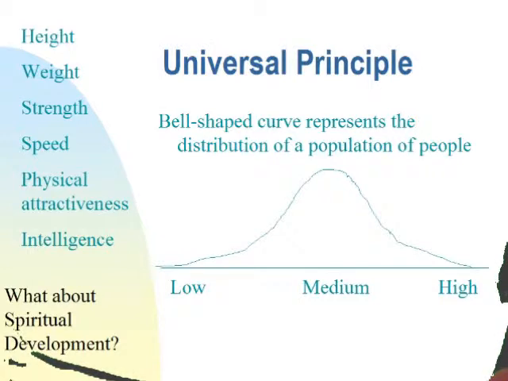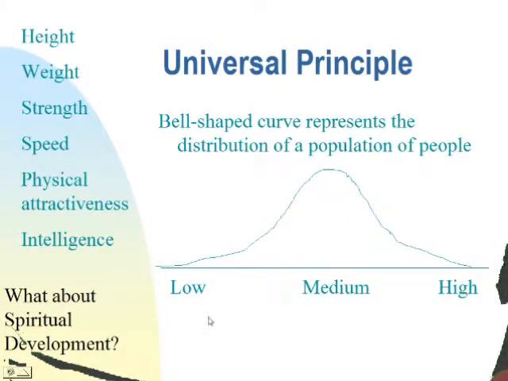This is a basic bell-shaped curve, and it basically represents the distribution of a population of people. You can see my arrow moving here. This is the bell-shaped curve, and you could represent just about anything. For example, height. There are short people. Most people are of average height, and there are some people who are really tall.